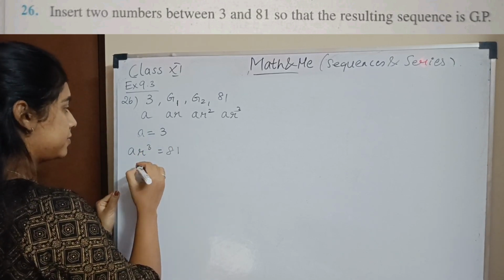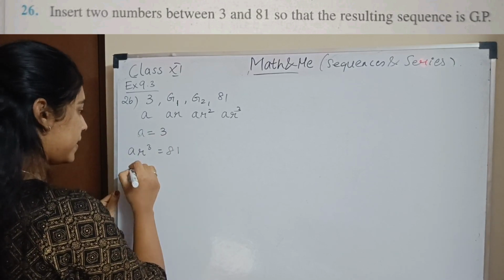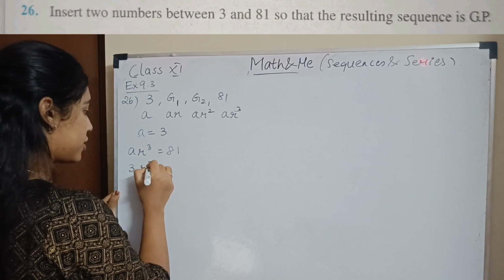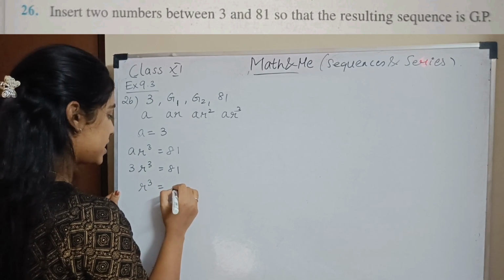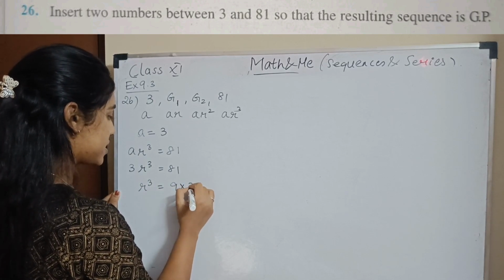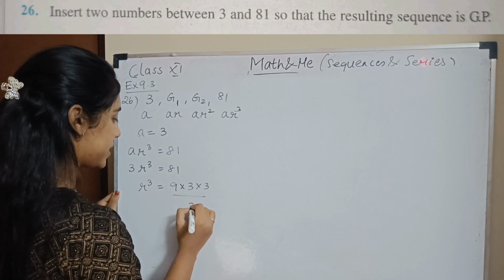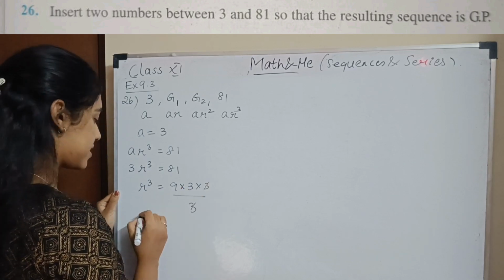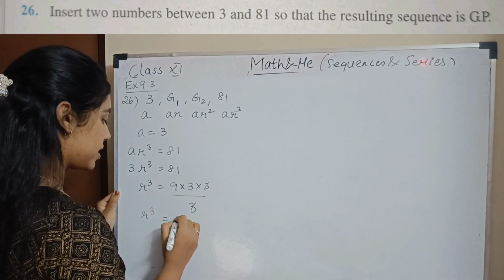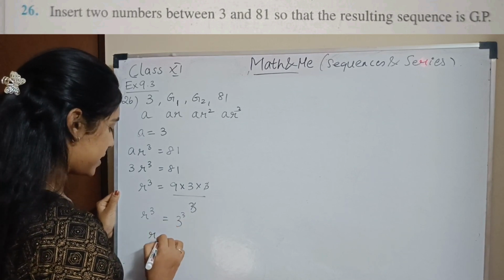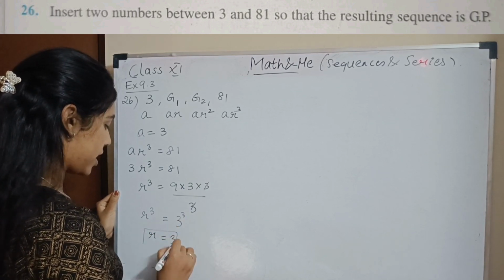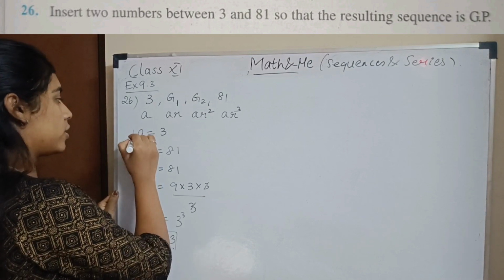So what do you have? Substituting for a, 3 times r cube equals 81. r cube equals 81 divided by 3, which is 27. 9 3s are 27. r cube is 27, this is 3 to the 3. Since the powers are equal, the bases are equal. So r equals 3. You found out the value of a and r.